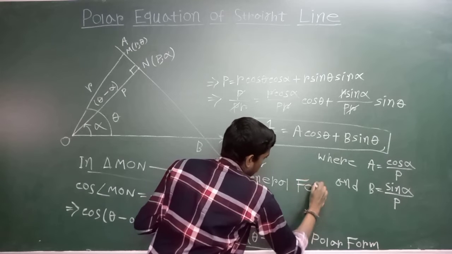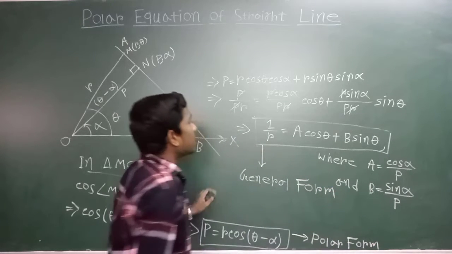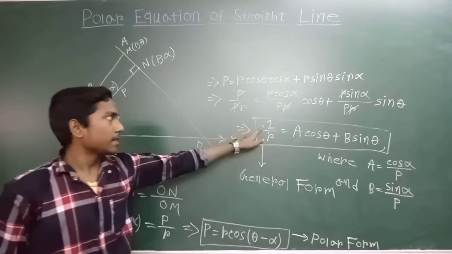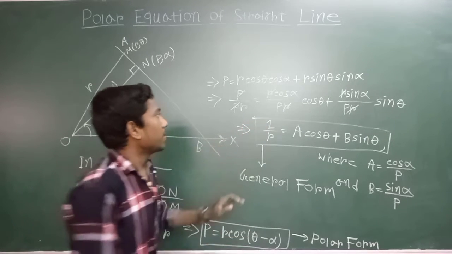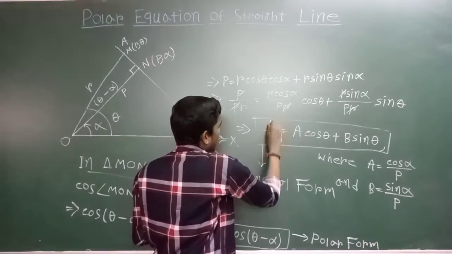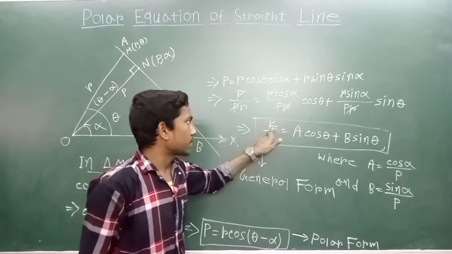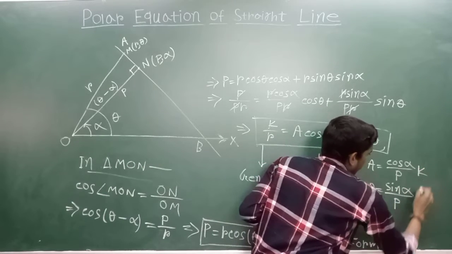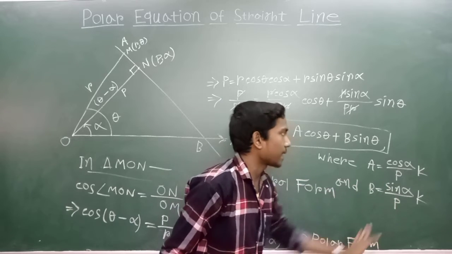Both are important and useful also. Okay. Now one more thing you must remember here, that I have written this like 1 by R is equal to A cos theta plus B sin theta, but we can write this also as K by R. K by R is equal to A cos theta plus B sin theta. It means here we can write any constant. Okay, just what we have to do is to multiply this constant here also. Okay, so A becomes K cos alpha by P and B becomes K sin alpha by P.